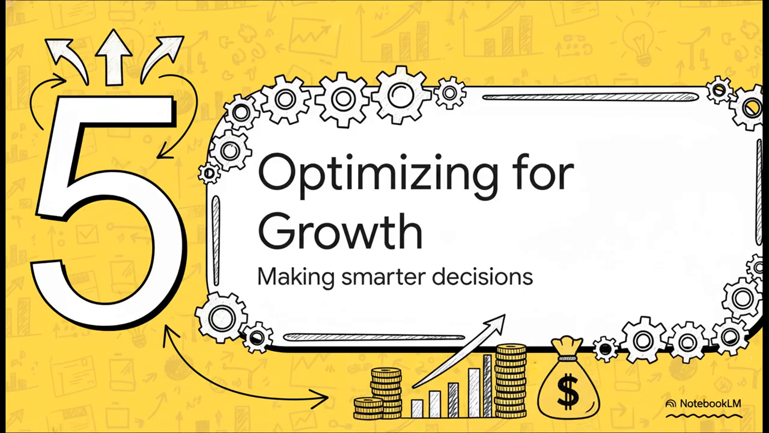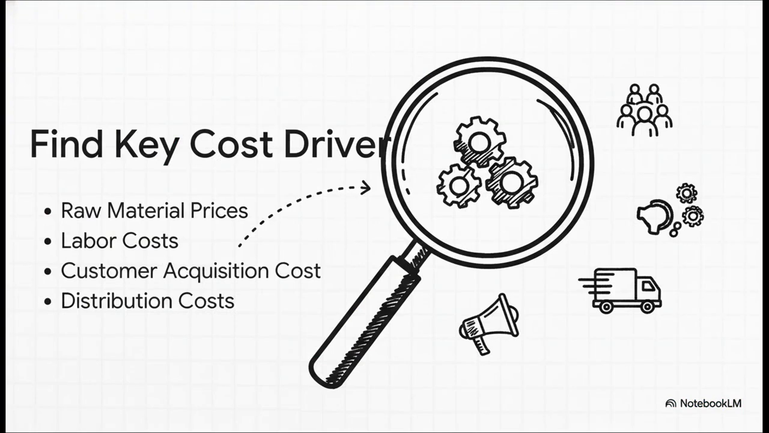So knowing your numbers is fantastic, but it's really just step one. The real magic happens when you start using that knowledge to make smarter decisions and actually accelerate your growth. This is where cost optimization comes into play. First, you've got to play detective. Pull up your expenses and ask the big question. Where is most of the money actually going?